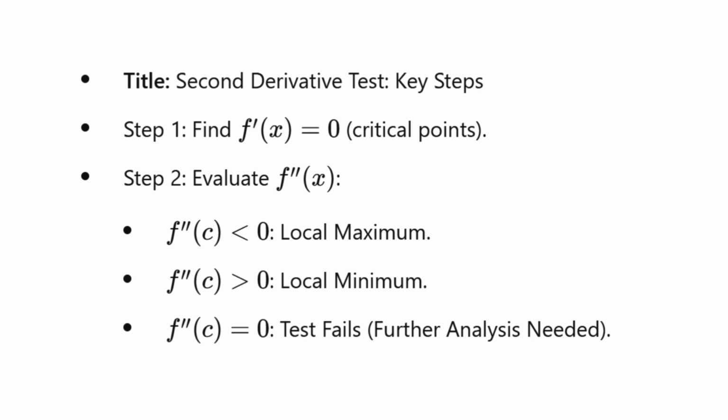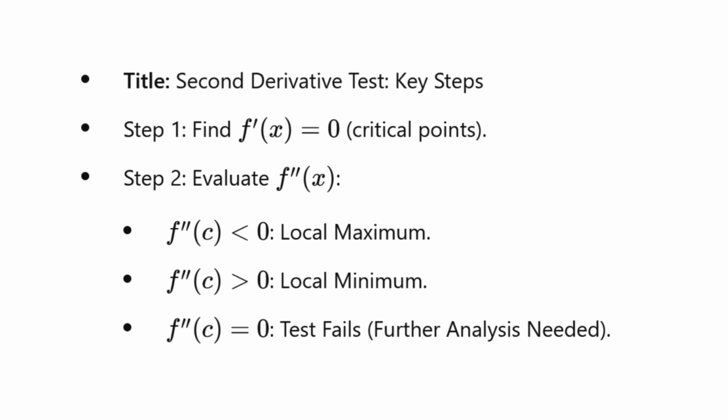Step 1. Identify critical points. First, find the critical points by solving f'(x) equals 0 or where f'(x) does not exist. These are the potential locations of local extrema. Step 2. Analyze the second derivative. At each critical point, evaluate the second derivative f''(x).